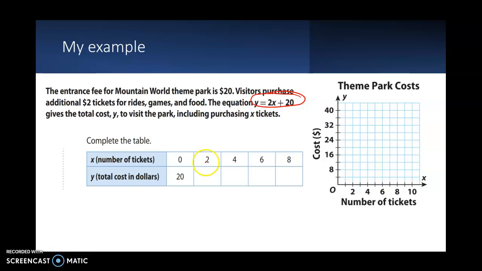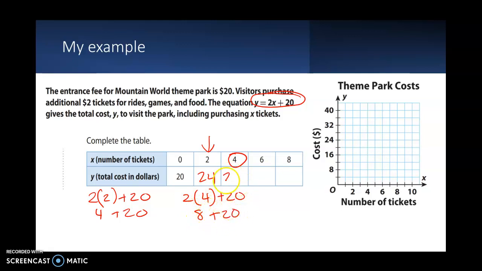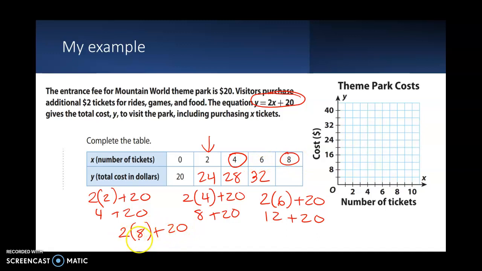Then how much is it if you buy 2 tickets? So 2 times 2 plus 20. 2 times 2 is 4, plus 20 is 24. Okay, next one. 2 times how many? 4 plus 20. 2 times 4 is 8, plus 20 is 28. Then we have 2 times 6 plus 20, which gets us 12 plus 20, which is 32. And last one, we have 2 times 8 plus 20. 2 times 8 is 16, plus 20 is 36.